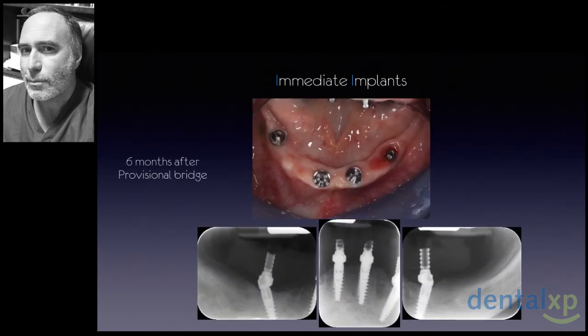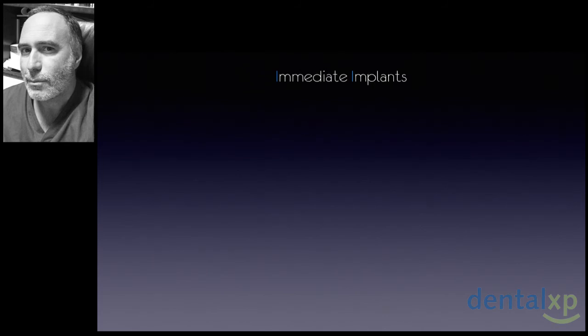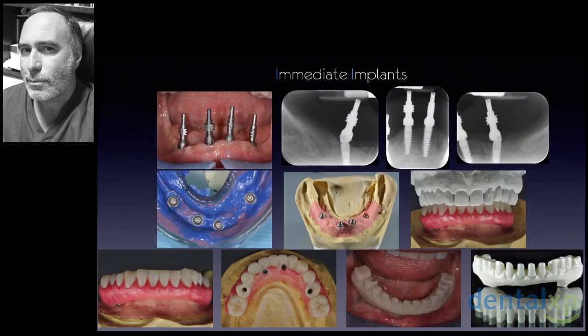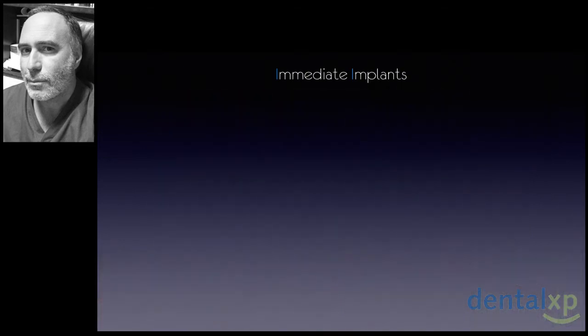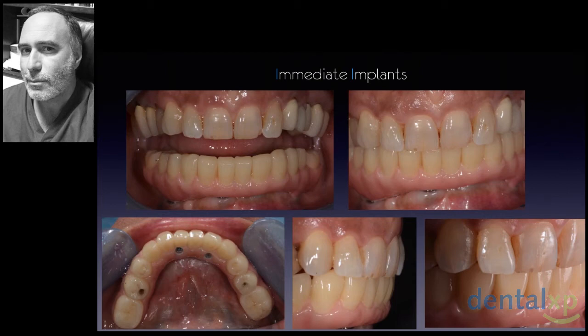Six months after the provisional bridge, we can see a very good healing. So we made a permanent impression with the pickup, and the technician made a wax try-in bridge for us. After the try-in, we made the zirconia Procera implant bridge with the silicate individual crowns screwed on 4 implants.